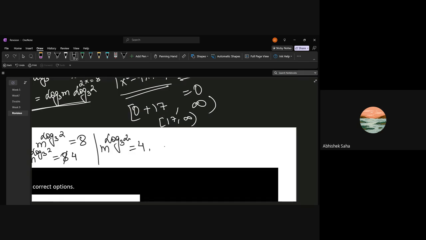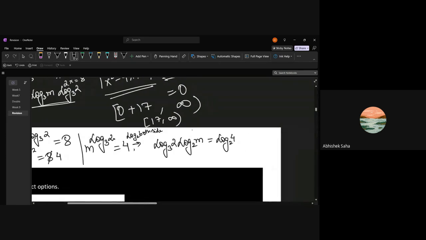Okay, take log to the base 2 on both sides. I am taking log to the base 2 on both sides. So we get log base 2 of 3m is equal to log base 2 of 4. Correct or not? Tell me.